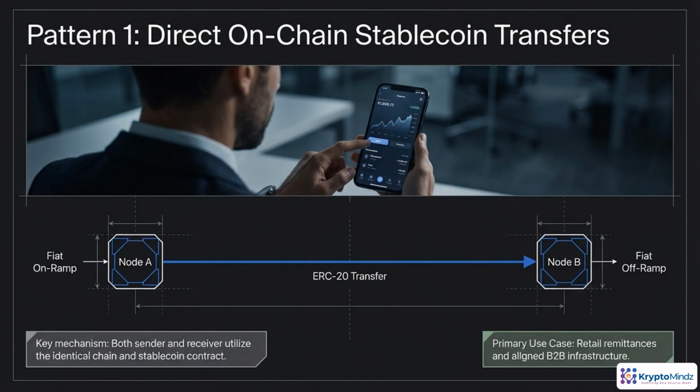The first pattern is the purest form of on-chain payments. Both institutions agree on the same blockchain and the same stablecoin, then move value directly between their wallets. The sender converts fiat to stablecoins through an on-ramp, sends tokens on-chain to the receiver's address, and the receiver can either hold them or cash out locally. There's no intermediary network managing balances or FX. That simplicity makes it well suited to retail remittances and B2B flows, where partners are technically aligned and the corridor currency is already supported by a stablecoin.